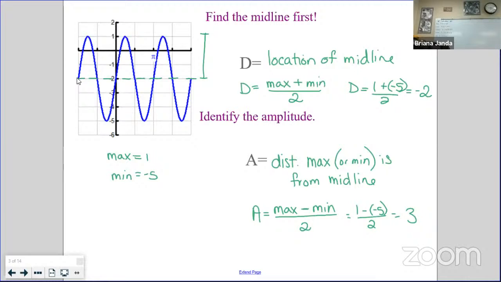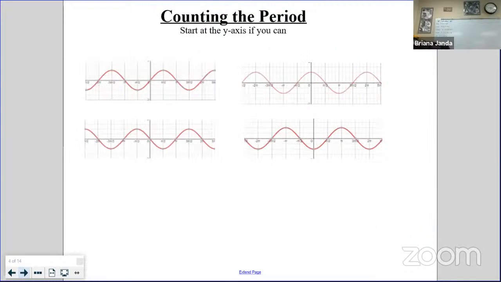Okay, now it doesn't matter if I'm looking at this picture in the frame of reference of a cosine or a sine, those will not change for both of my equations that I'm going to write.